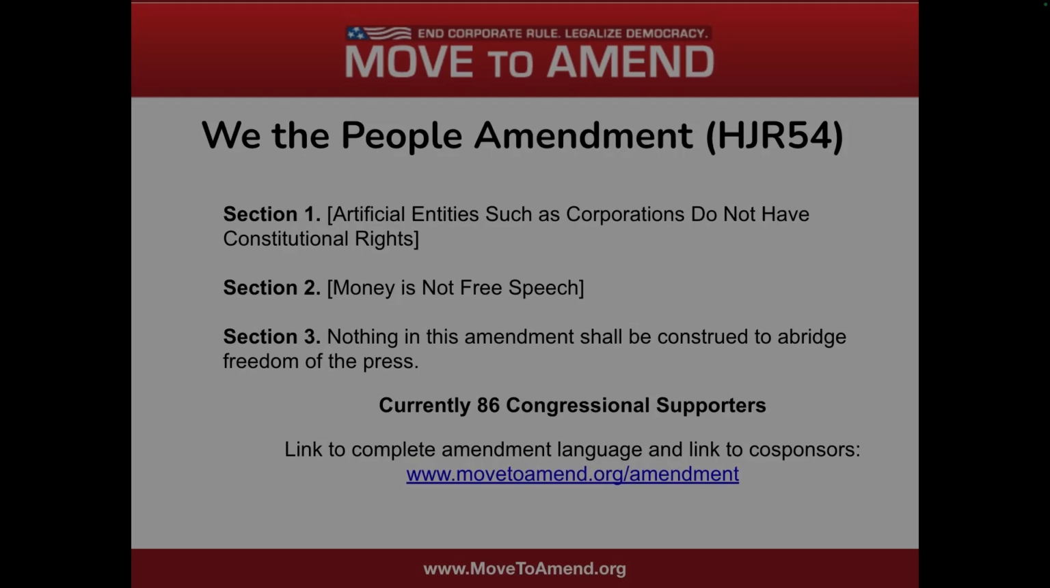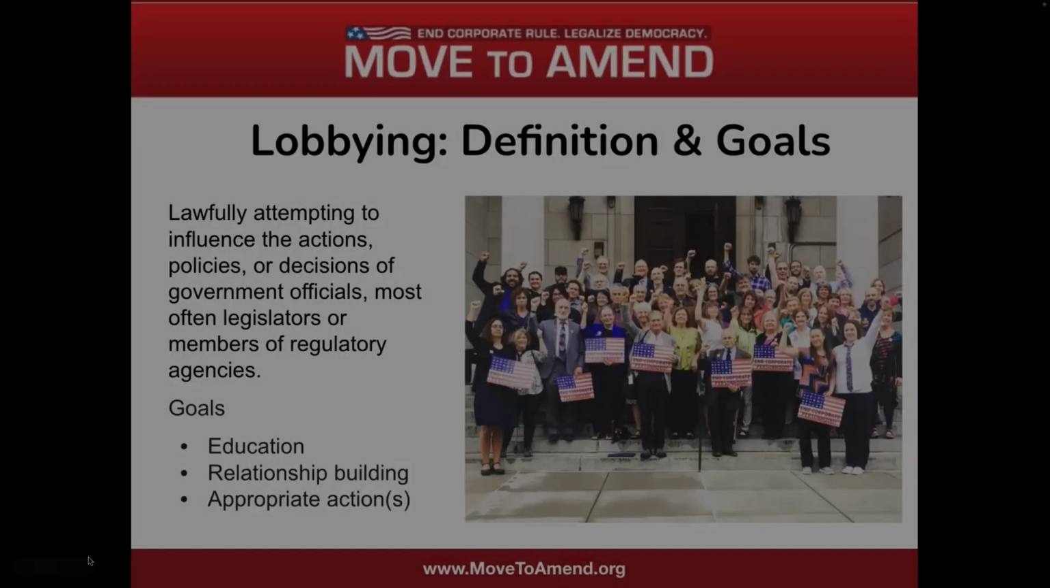Section 3 is nothing in this amendment shall be construed to abridge freedom of the press, which is very important to clarify. And I'm happy to say that as of today, we have 86 congressional supporters. If you want to look up if your representative is one of them, you can go to movetomend.org/amendment. And there you can find all the cool sponsors that we have up to date. All right, so what is lobbying?